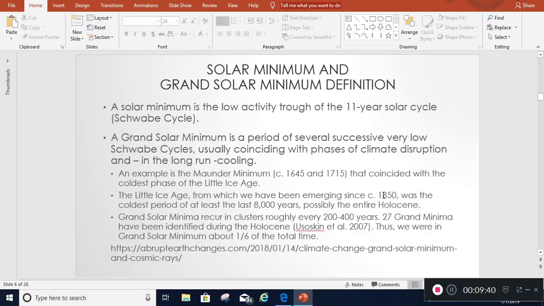So the Little Ice Age was the coldest period of the last 8,000 years, possibly the entire Holocene period. Grand solar minima recur in clusters about every 200 to 400 years. And I'm going to show a chart of that later. So we're in grand solar minima about 1/6 of the time.